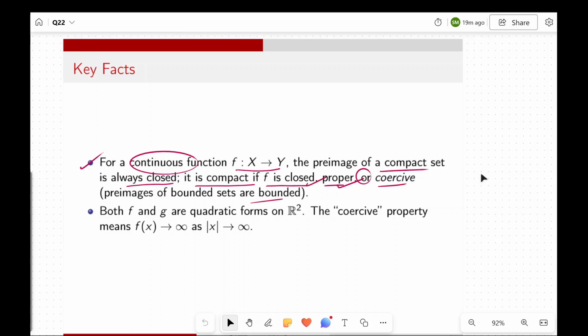Now the second fact is about the coercive property. Coercivity in general is difficult to check, but whenever the functions f and g are basically quadratic forms, that is, polynomials of degree 2, the coercive property is nothing but |f(x)| going to infinity as |x| goes to infinity. So checking this property will ensure whether the given function is coercive or not. These are the two key facts which we are going to use. Now let's solve the problem.